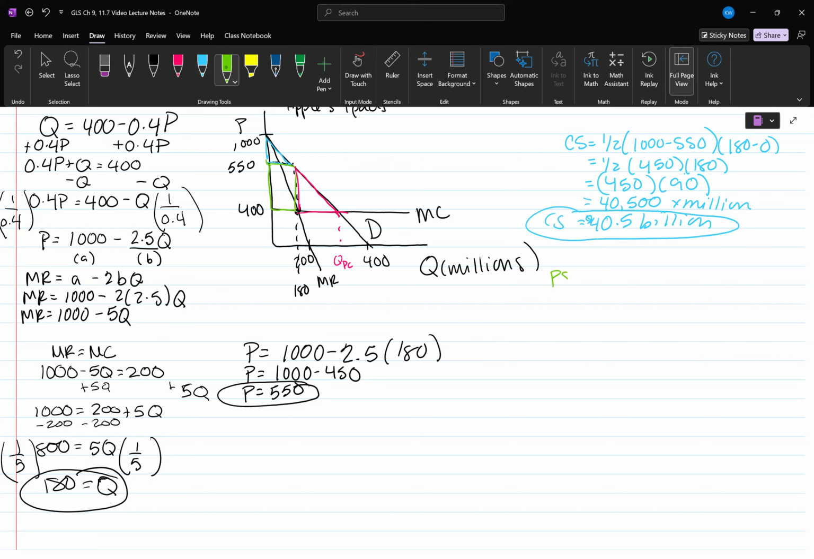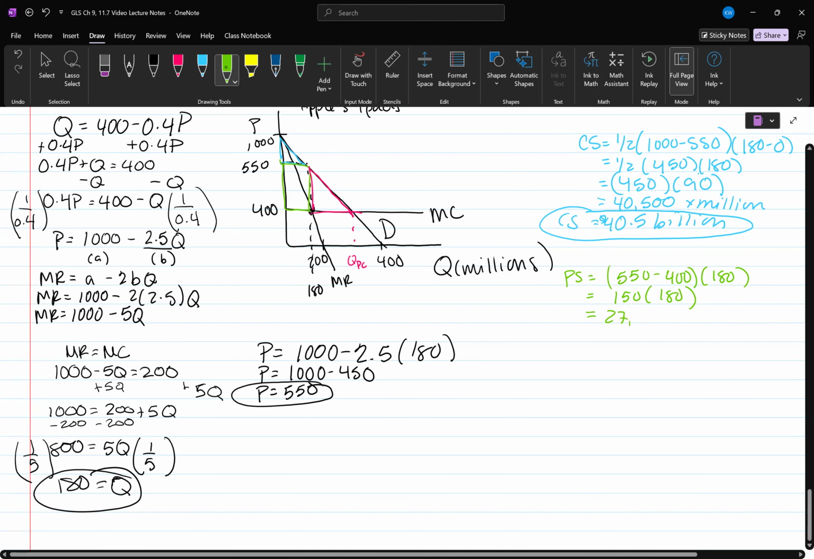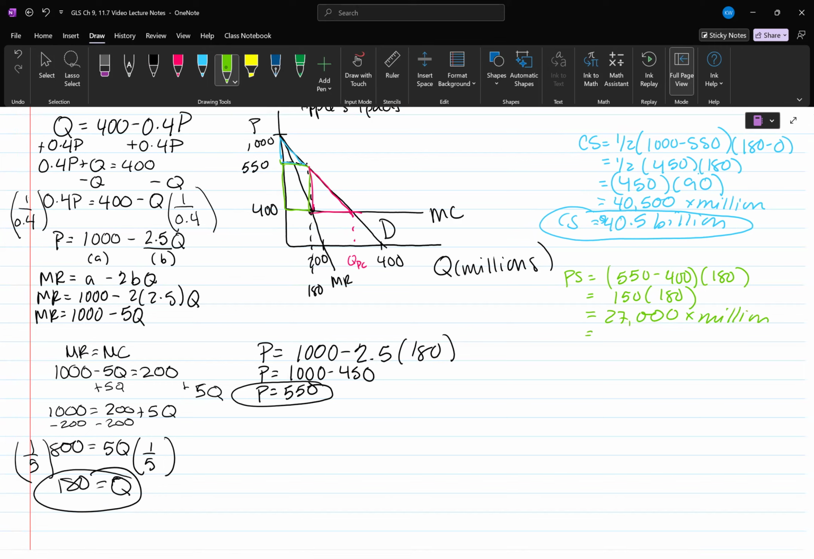Producer surplus is going to be our green rectangle, and we'll get that by subtracting 400 from 550 and multiplying by the amount of iPads traded. That's going to get us 150 times 180. And doing that math, we get 27,000 times 1 million means that we have 27 billion for our producer surplus.